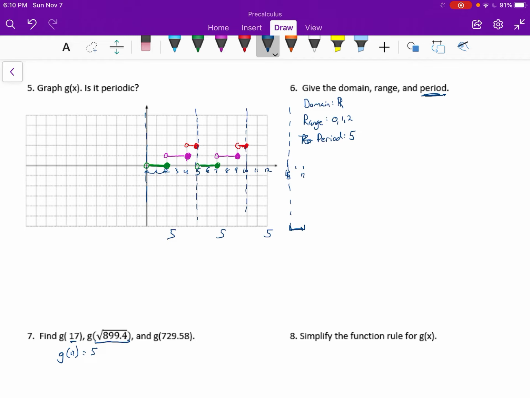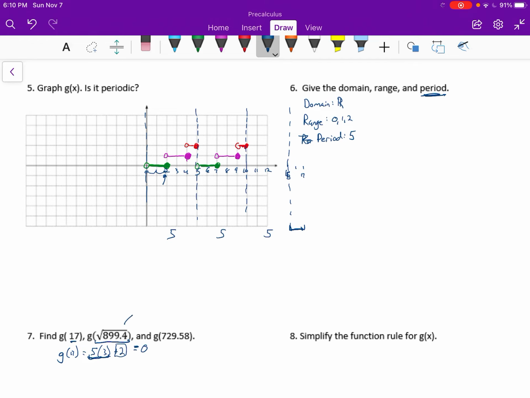A way to think about this is 17 is 5, and I'm thinking 5 because the period is 5, 5 times 3 plus 2. So the fact that we have a 5 times 3, that means we've just gone 3 periods, and we're starting again. So the plus 2, we can look at 2 on our first period from 0 to 5 and see that when x is 2, the y value is 0. So g of 17 is 0.